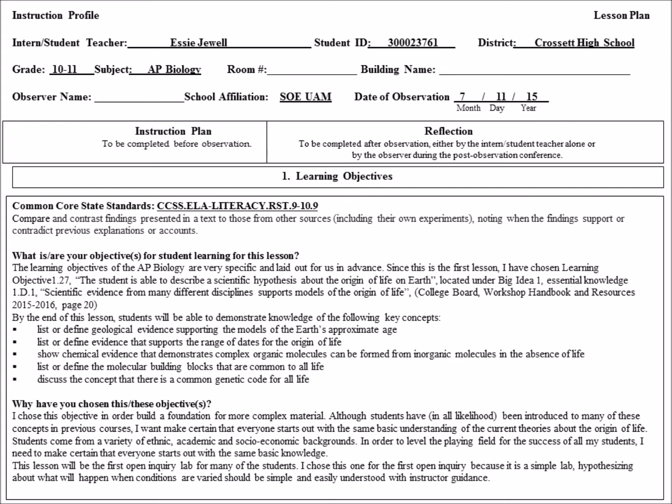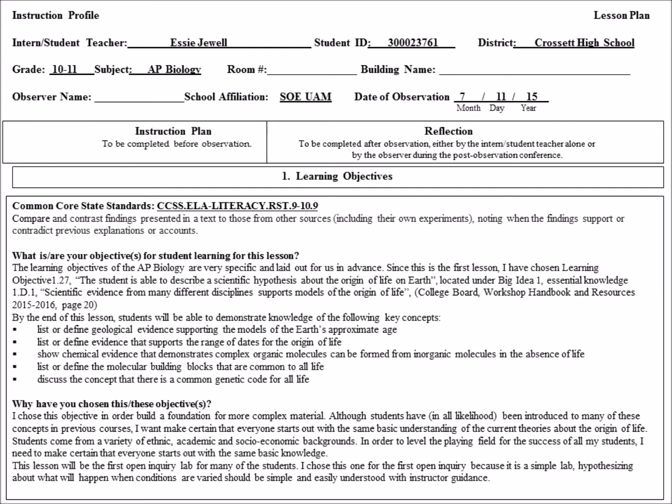The reason I've chosen these objectives is in order to build a foundation for more complex material. Although my students in all likelihood will have been introduced to many of these concepts in previous courses, I want to make certain that everyone starts out with the same basic understanding of the current theories of the origin of life. Students come in a variety of ethnic, academic, and socio-economic backgrounds. In order to level the playing field for the success of all my students, I need to make certain that everyone starts out with the same basic knowledge.